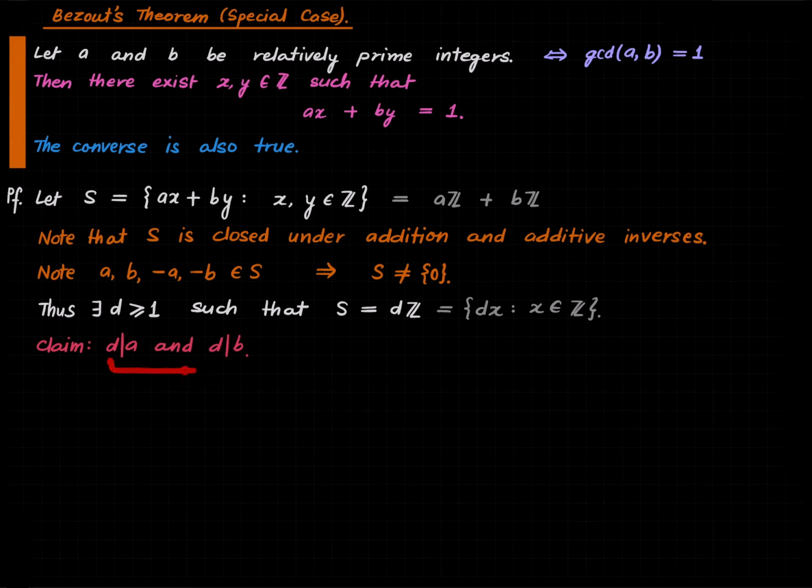Once we do this, then d is a common divisor, in fact a positive common divisor of A and B. And then the relative primality of A and B will force that d is equal to 1. So I'll just mention it here, which will imply that d is 1. And that will finish the proof. As soon as you show d is 1, we see that 1 lies in S. And that's all we wanted to do.